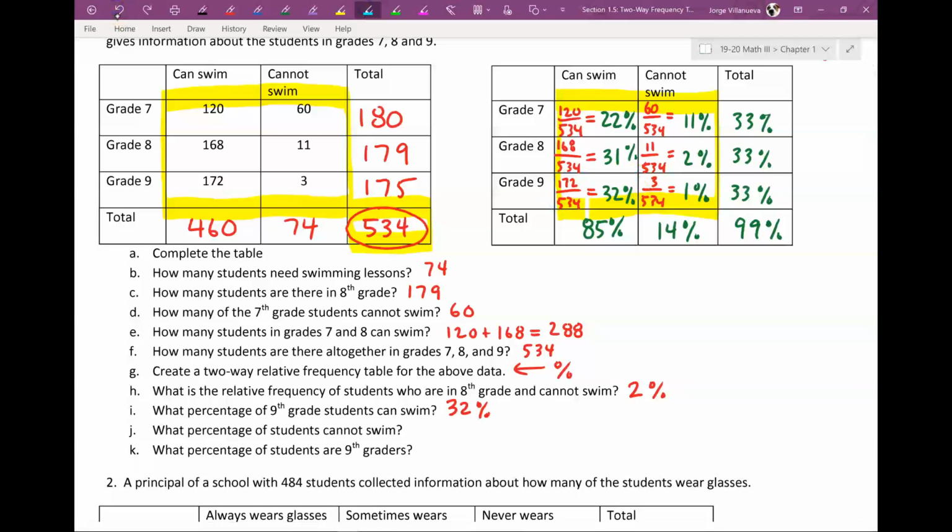All right, what percentage of students cannot swim? 14, right? 14%. And the last one, what percentage of students are 9th graders? Well, that's going to be 33%. That's right here. 33%. So, I mean, is the work difficult? It's tedious at most, right? It takes a little bit of time to do it. But it's not hard. You're just dividing and writing percentages. Okay? Not that big a deal. The answers that we got, they're not that hard to come up with. You just got to observe.